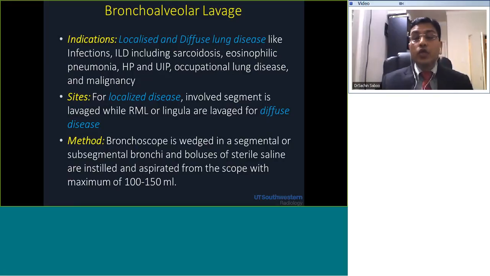How do we do this procedure? Why do we need to know that? Basically, the bronchoscope is wedged in a segmental or subsegmental bronchus, and then saline boluses are instilled through the bronchoscope and subsequently aspirated from the scope. Up to 100 to 150 ml of saline is instilled during this procedure. As I mentioned, we are expected to see some opacities following this procedure, which is totally normal, and this will resolve on subsequent radiographs.